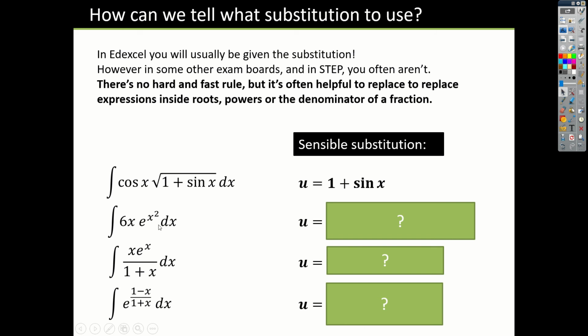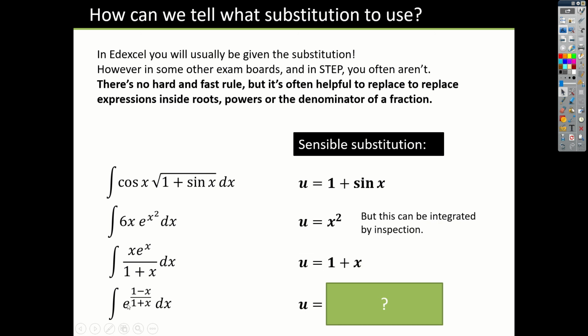For this part, now this is one that you could do by inspection, but doing it by substitution works just as well. What you'd want to do for this one is make your u be this awkward power, which is x squared. For this one, the bit that's getting in the way here is the denominator, so I'm going to make u be 1 plus x.